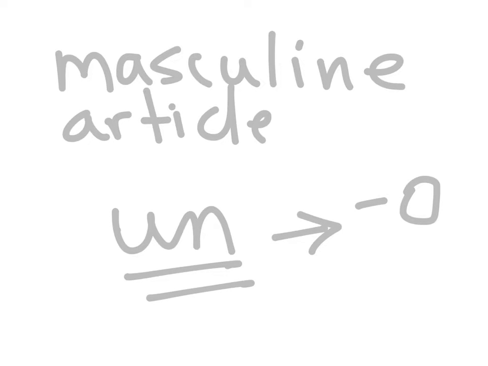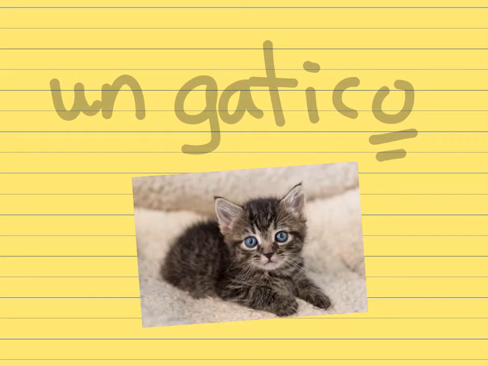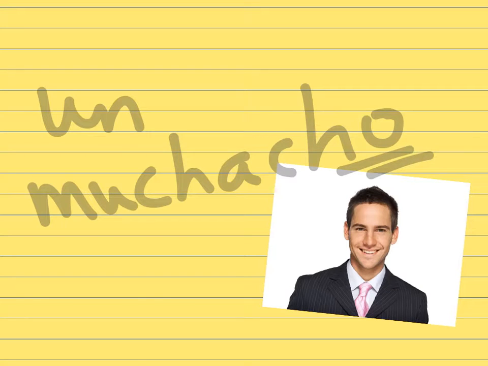Okay? So your masculine articles in Spanish are going to be just el, and that's for the nouns ending with O. The masculine article is used before the noun that ends with an O. So for a kitten, it's un gatico, ends in O. For a guy, un muchacho, ending in O. And for a guy or a boy, we say un muchacho.